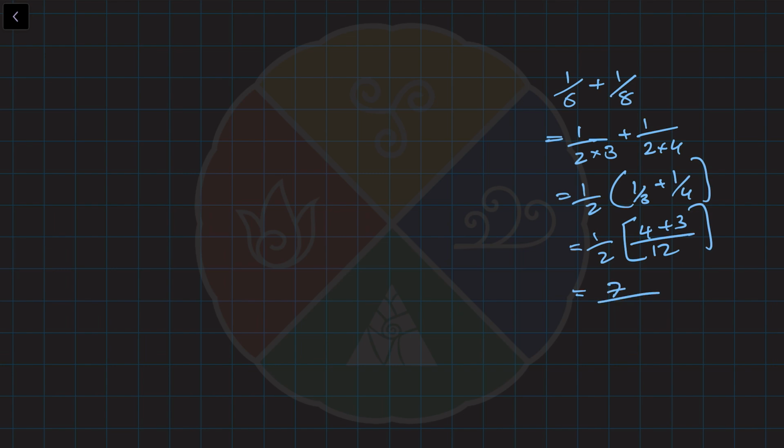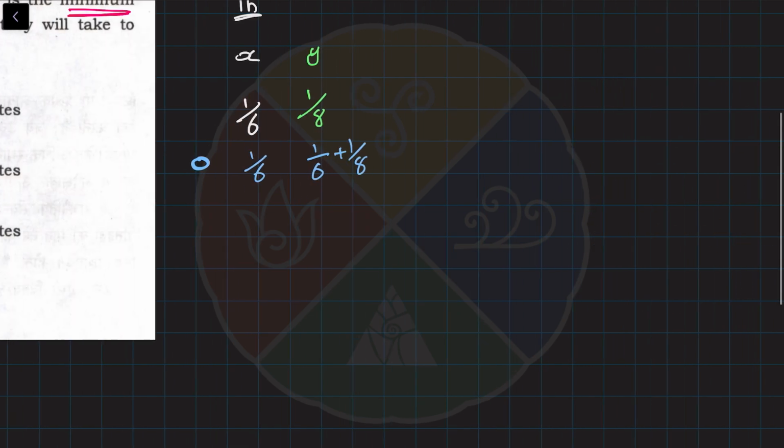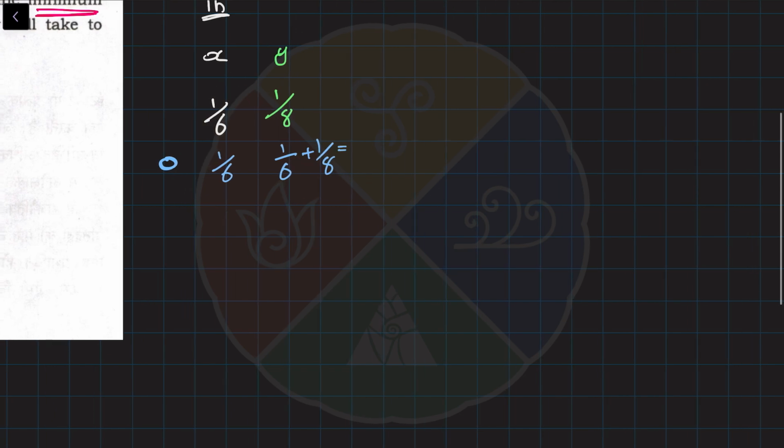That is 7 by 2 by 24, or 2 into 12. 7 by 2 into 12, that is 7 by 24. So within the next 2 days, 7 by 24 work is done. Okay, so let me mention it over here. For the 2 days, 7 by 24 work is done.